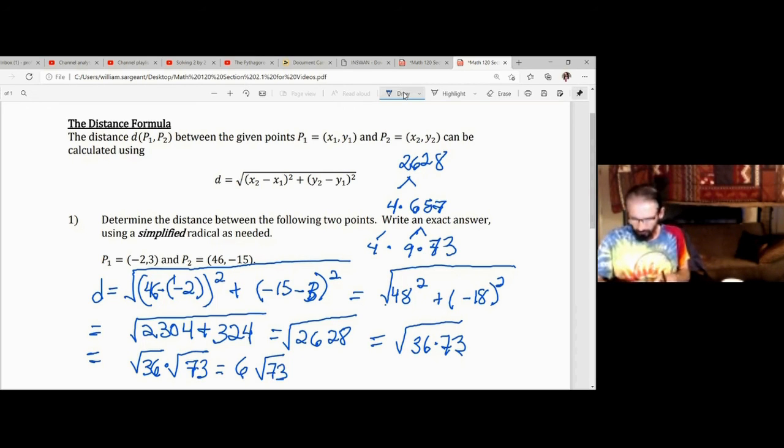You could double check that by getting a decimal approximation for the original. It's about 51.26 something. Whereas if we multiply 6 times square root of 73, I still get 51.26 something. But we're looking for an exact answer, simplified, so that there's no perfect square factor still in the square root.